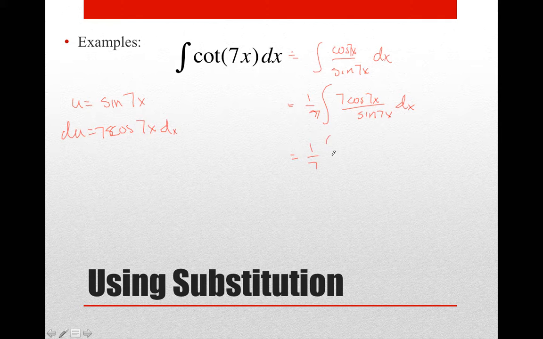And then I can do my substitution. 7 cosine 7x dx is going to be du over my u. And now I have a very simple statement. It's 1/7. The antiderivative of 1 over u is just the natural log of the absolute value of u plus c. And I get 1/7 of the natural log of absolute value of sine 7x plus c.